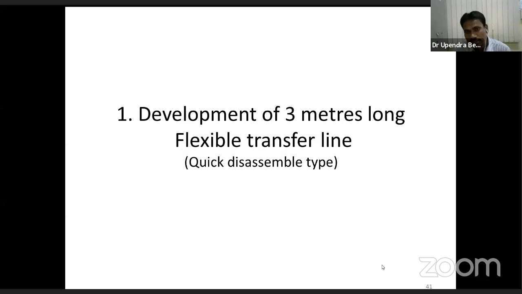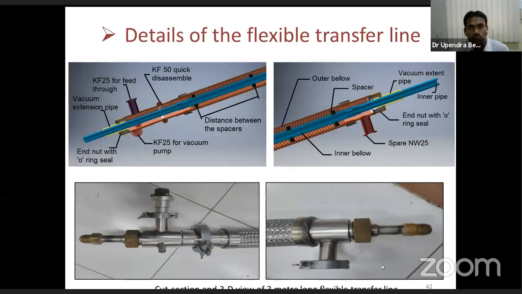For that, we first made a quick disassemble type flexible transport line, and this shows the details of this flexible transport line of 3-meter length. This shows the inner pipe at the end part, and the inner part is a flexible bellow, and the outer is also a flexible bellow. Liquid cryogen is carried from here. You have an F25 port for evacuation, and you have a vacuum until you connect to another line. Here you have flanges to join one line to the other.